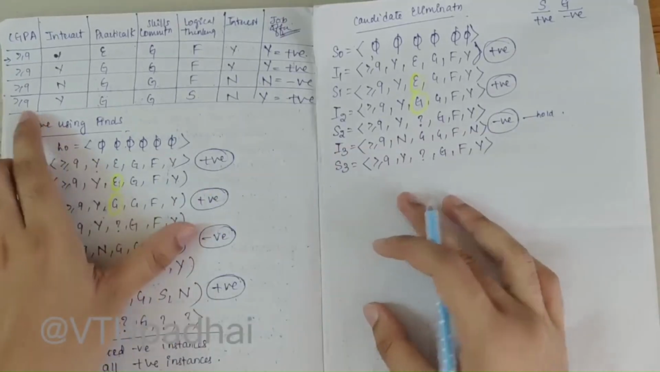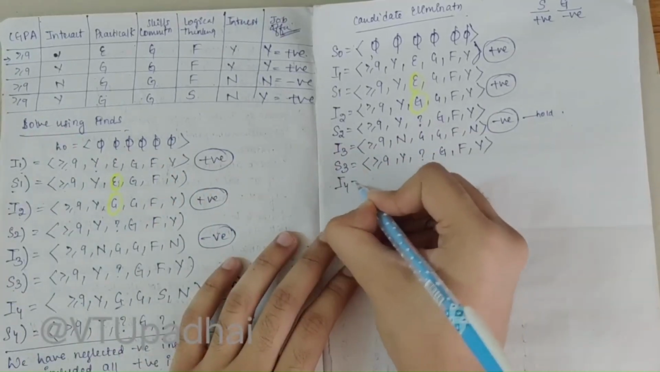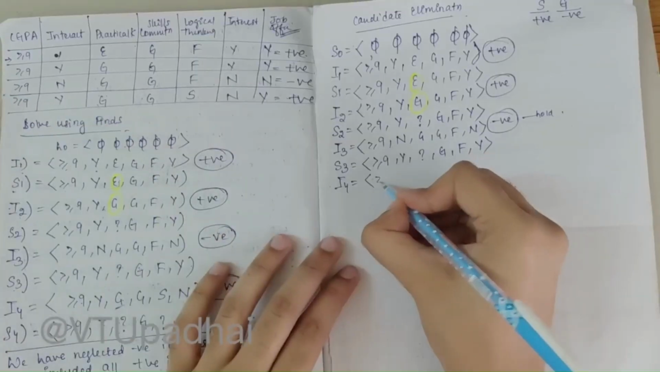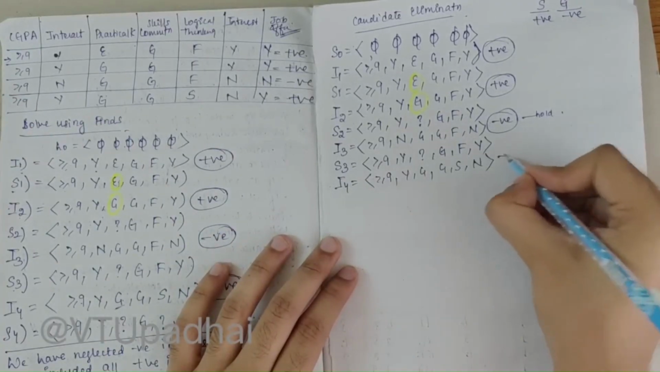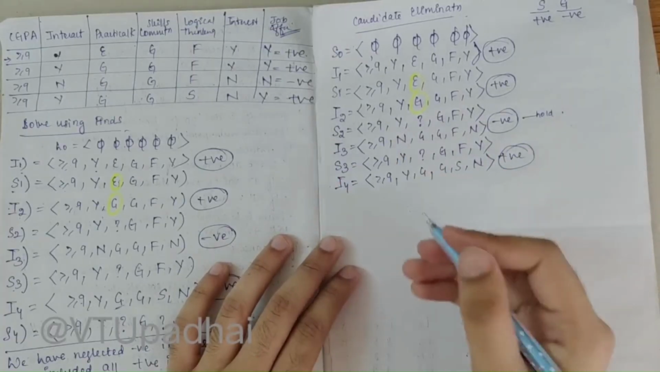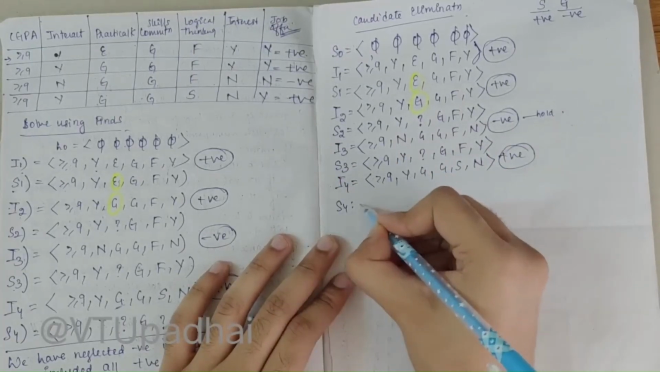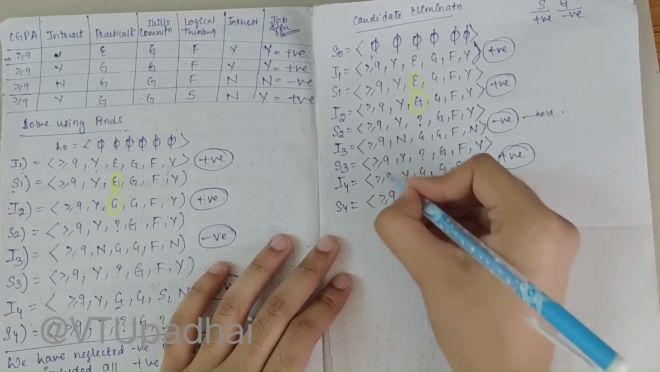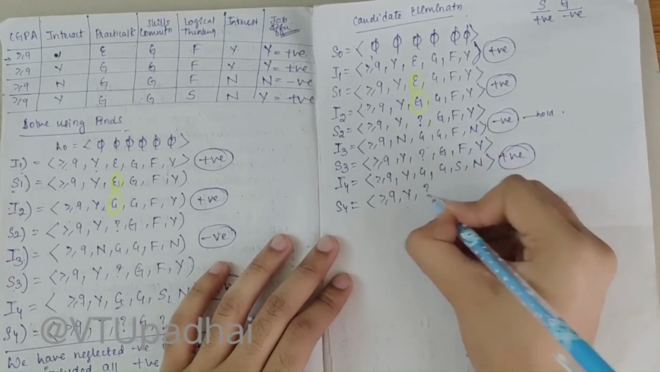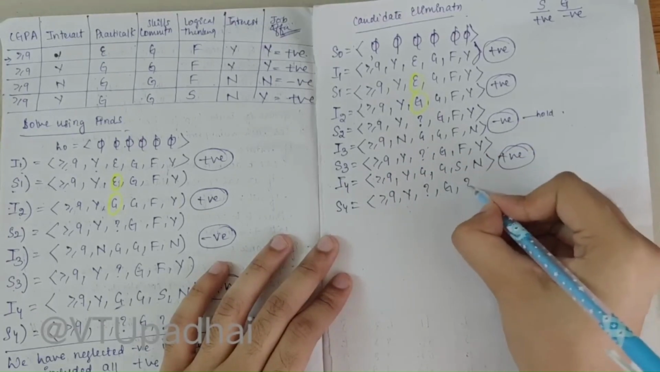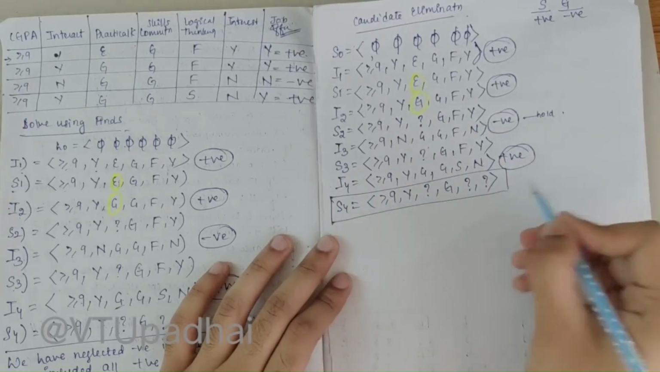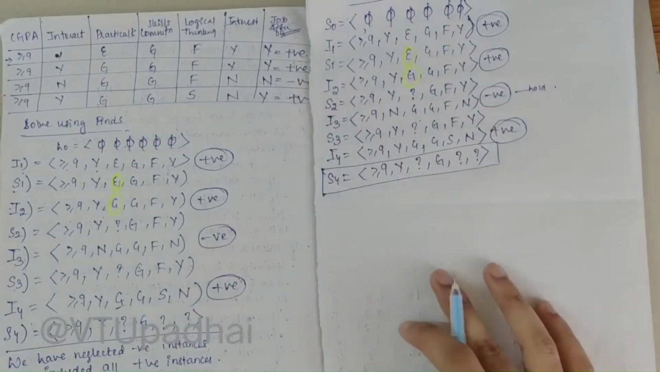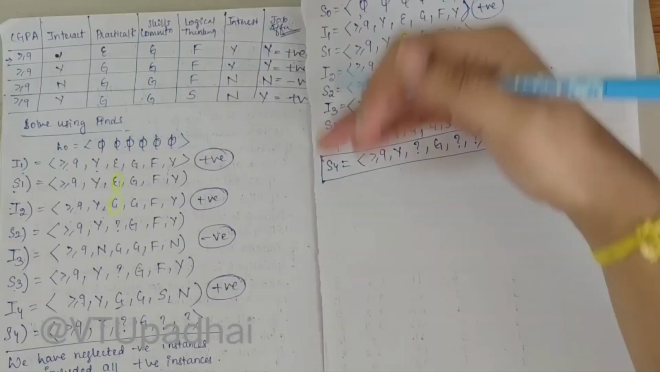Okay. Then I have I4. I'll write I4. I4 values are greater than equal to 9, Y, G, S and N. So this has a positive instance. So comparing S3 and I4, I get S4 as greater than equal to 9. These are same. Here also Y same. Question mark and G, I'll put question mark. G, F and S, I'll put a question mark here. Y and N, again a question mark. So I have obtained the final value of the S hypothesis. Okay. This was one side, S.